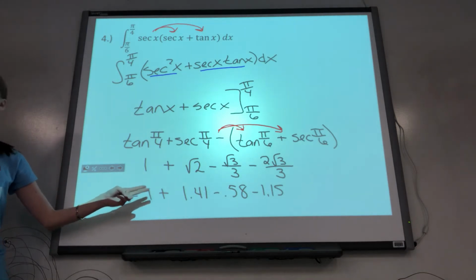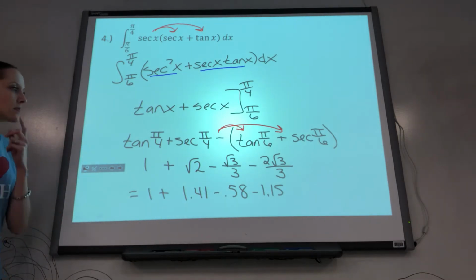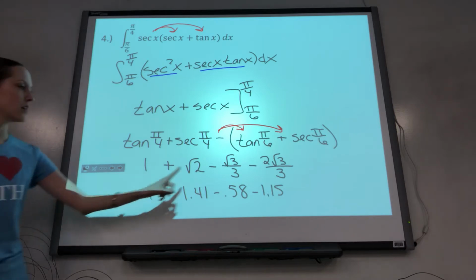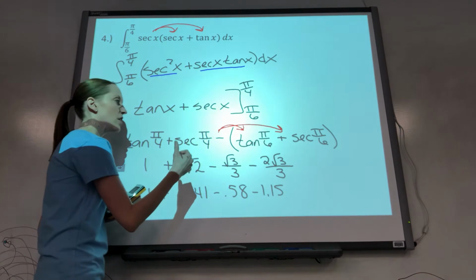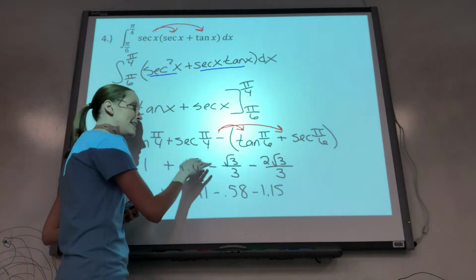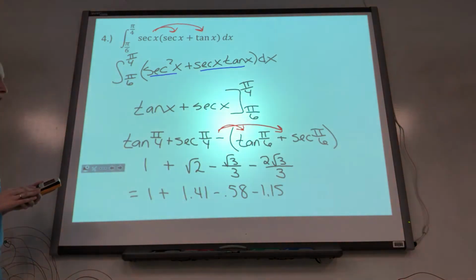And go ahead. Can you simplify the back two? Like from the get-go, the square root of 3 over 3 minus the 2 square root of 3 over 3? You could, yes. Would that just be the square root of 3? It would be negative. Yes, that would be fine if you wanted to do that.